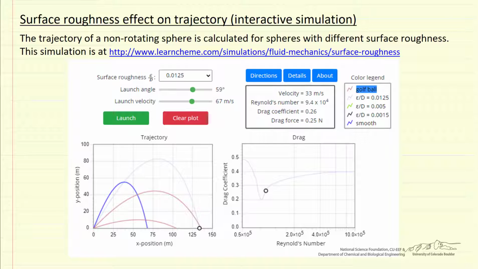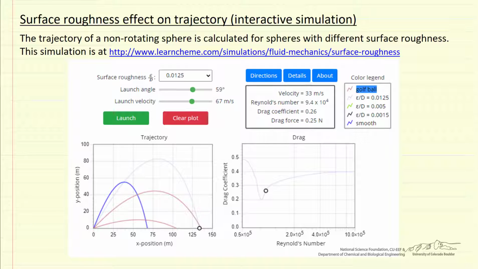This interactive simulation plots the trajectory of a sphere. An important thing to realize is that this is for a non-rotating sphere, and rotation can have a significant effect on the distance traveled because it affects the drag. But here we're just looking at a non-rotating sphere, and we're looking at the effect of surface roughness.